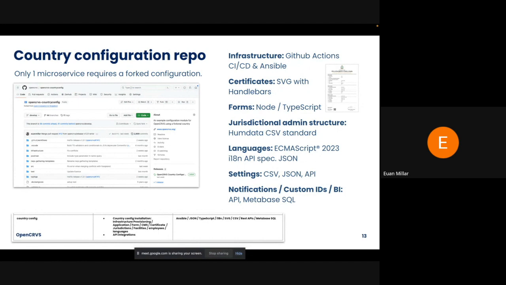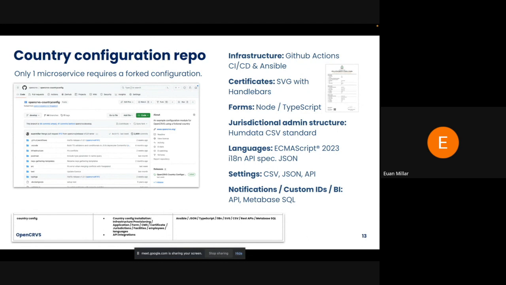You can configure the administrative structure here. So that is the jurisdictions in your country, the borders between states and districts, provinces, etc. You can configure all of your language content here, all the text that's displayed in multiple languages using international standards for internationalization. You can control all your application settings, and that's done very easily with CSV files and JSON or via APIs. And you can configure how OpenCRVS notifies staff and beneficiaries via SMS or email or other method.